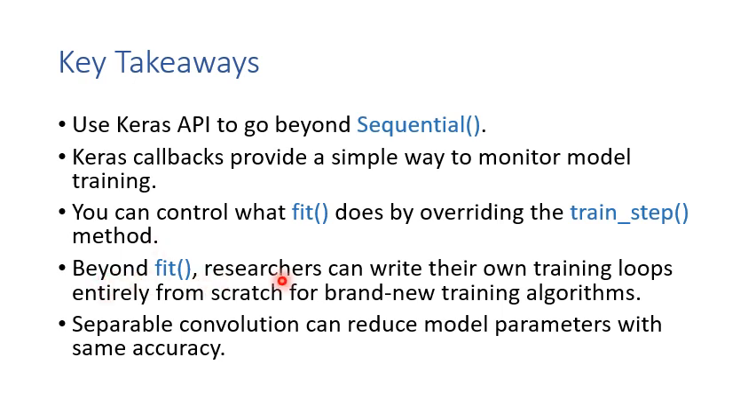Beyond the fit function, researchers can write their own training loops entirely from scratch by inheriting the Keras Model. They can try brand new training algorithms. And finally, the separable convolution can reduce the model parameters significantly with the same accuracy as the original convolution model.